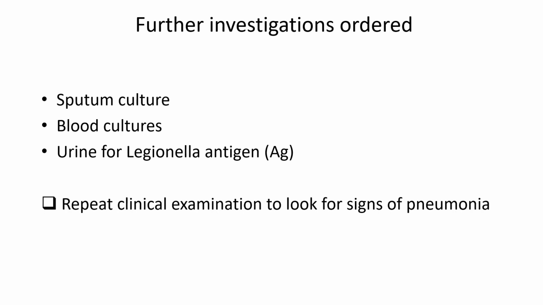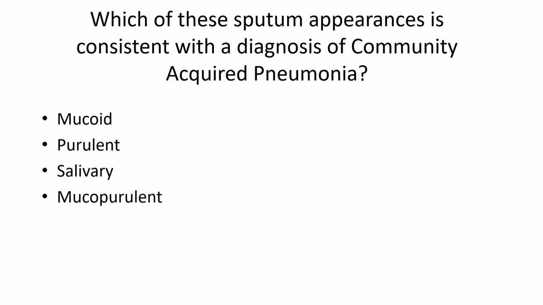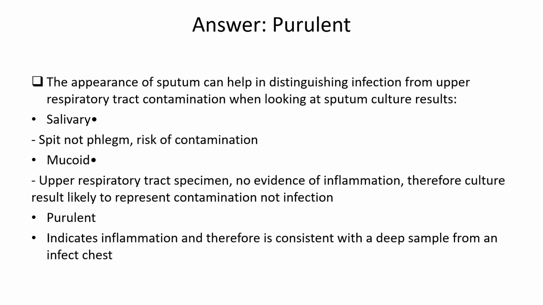Now, the further investigations ordered were sputum culture, blood cultures, and urine for Legionella antigen. What will the sputum appearance be in case of community acquired pneumonia? It will be purulent. Appearance of sputum can help in distinguishing infection from contamination. Salivary means there is a chance of contamination. Mucoid means it is an upper respiratory tract specimen. Purulent indicates infection, inflammation, and constitutes diagnosis of pneumonia.